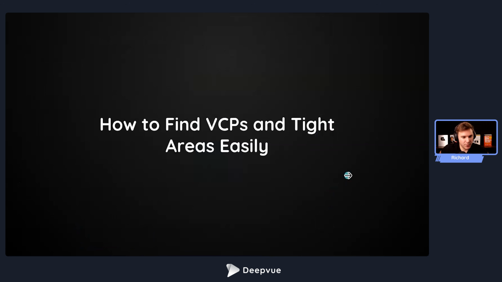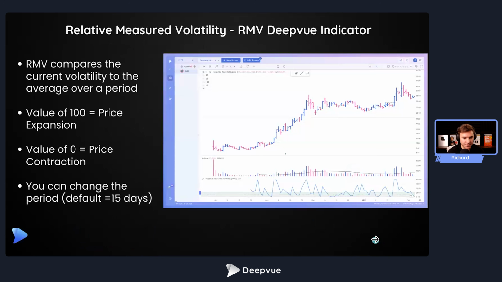All right, so we've talked about what they are. We've trained our eyes quite a bit. How do we find them and set up a system to do that so we can make it repeatable? So how to find VCPs in tight areas easily.